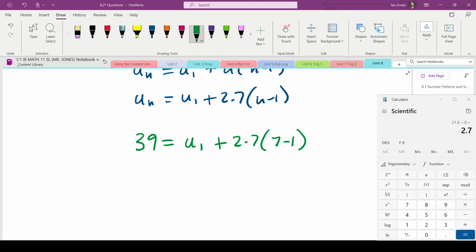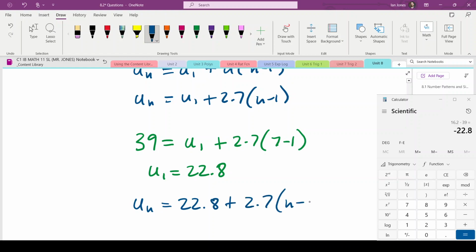Okay, if I go 2.7 times 7 minus 1, that's 2.7 times 6. 2.7 times 6, 16.2. Subtract that from both sides, and, well, I'll just subtract 39 and then change the sign. So I get 22.8. U_1 equals 22.8. Now I have my general formula. I have that U_n equals 22.8 plus 2.7 times (n minus 1).